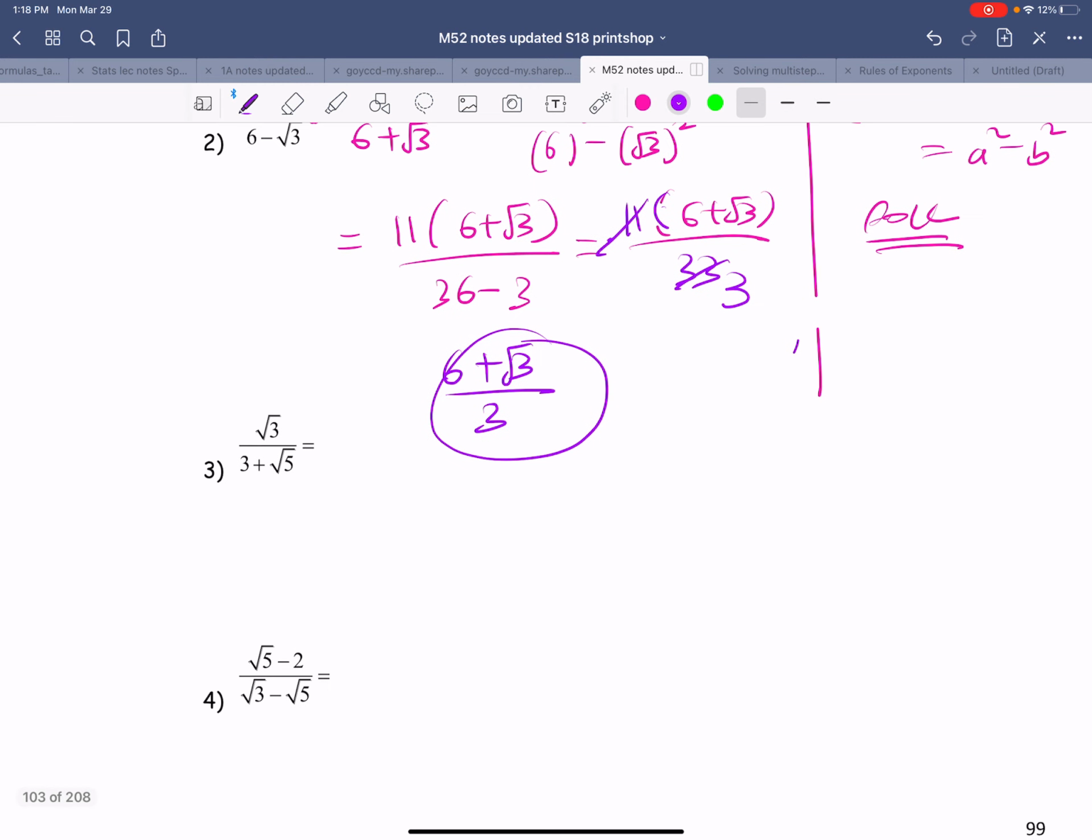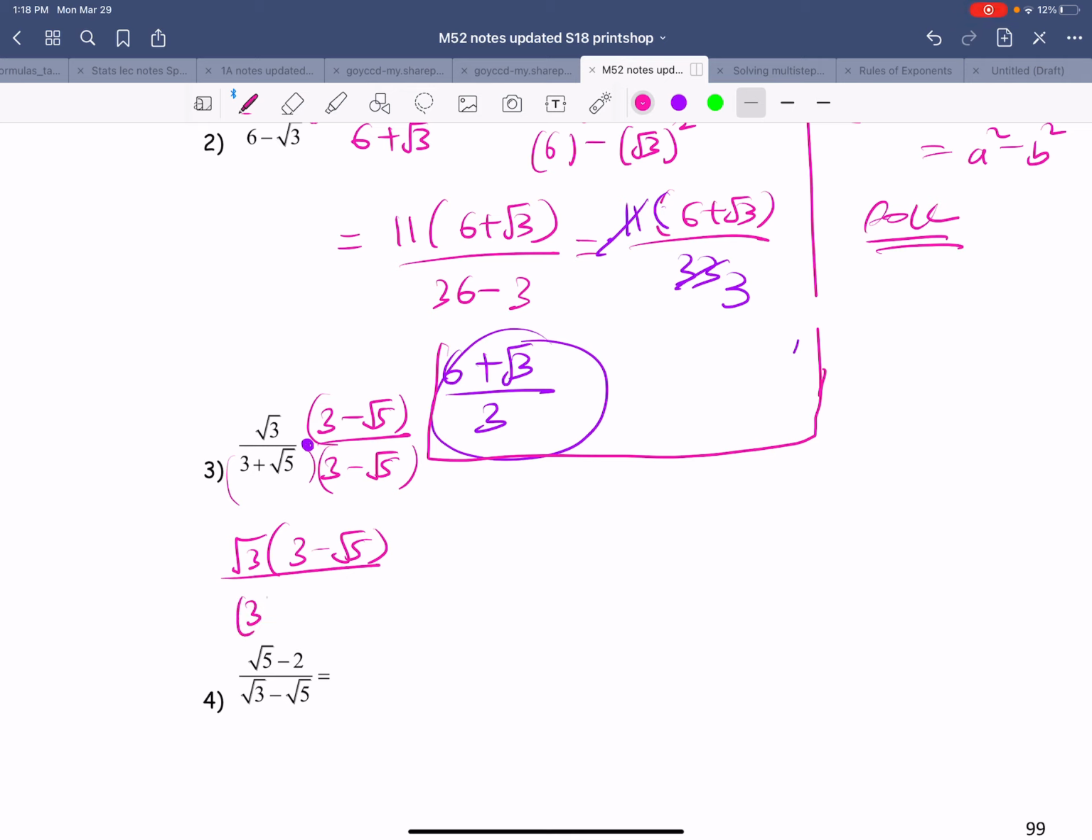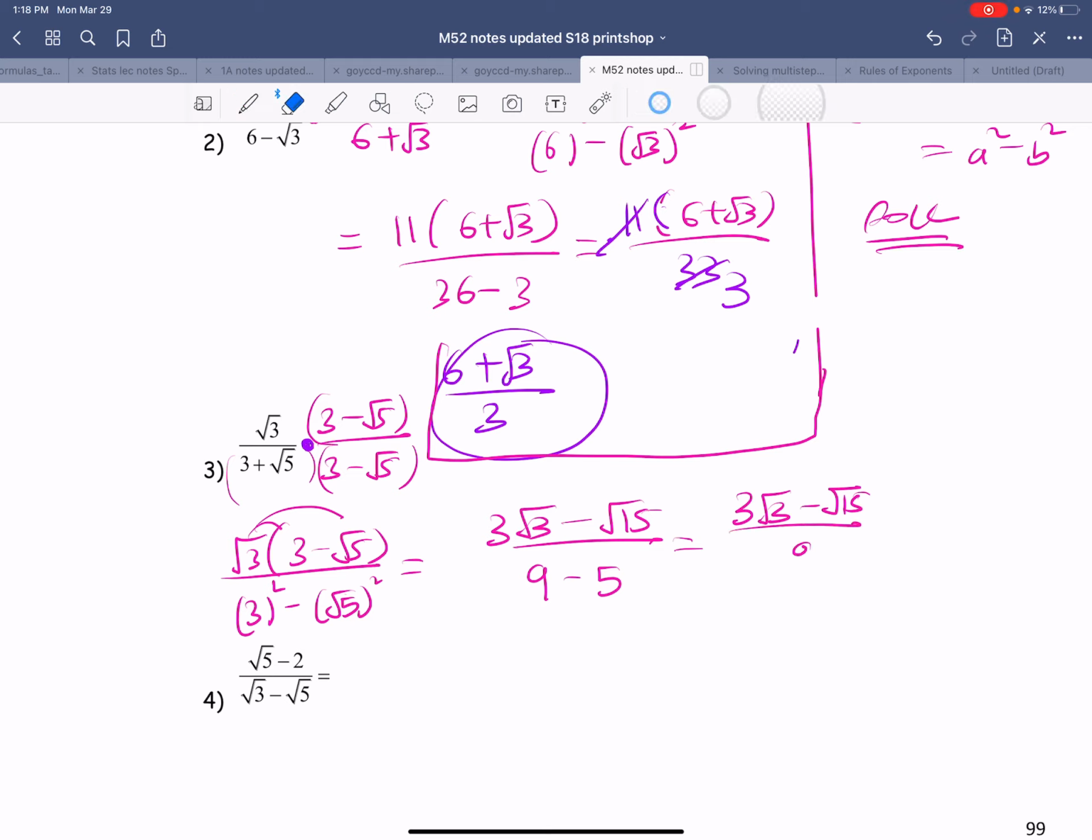Another example of rationalizing a denominator. Example number 2. What should I multiply the numerator and denominator by? Well, in this case, I'm going to multiply by 3 minus root 5, 3 minus root 5. In the numerator, root 3 times 3 minus root 5, over 3 squared minus root 5 squared. I can distribute: 3 root 3 minus root 15, divided by 9 minus 5, which is 4. So that's our final answer.